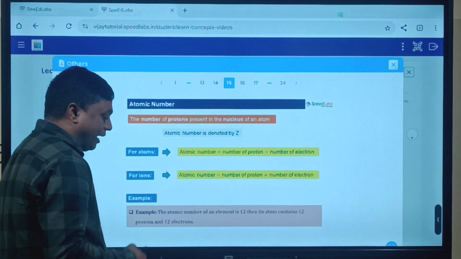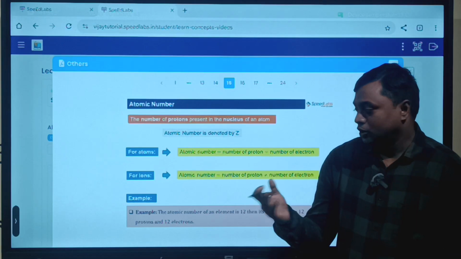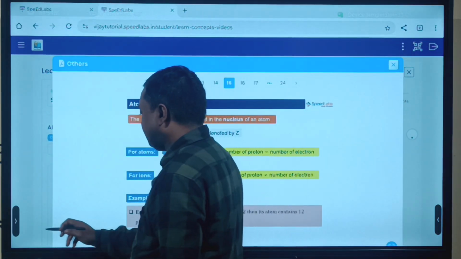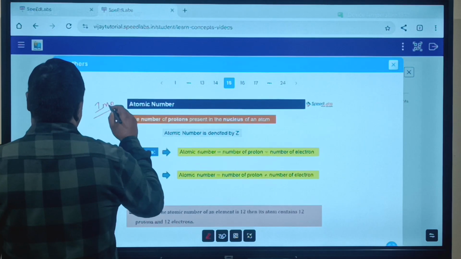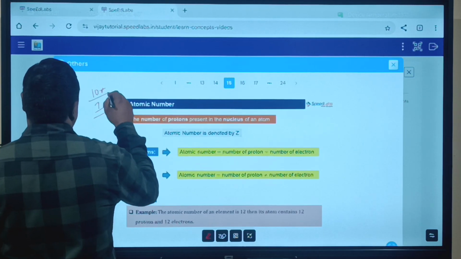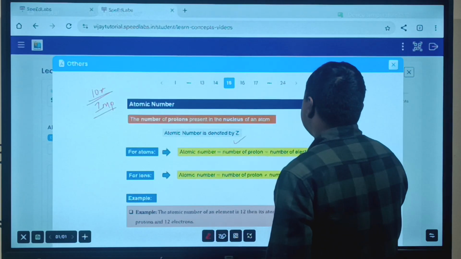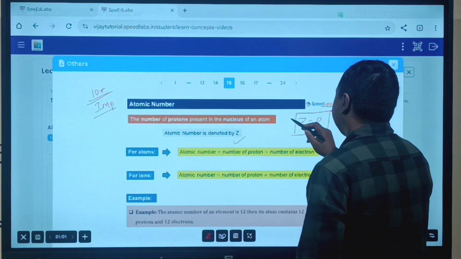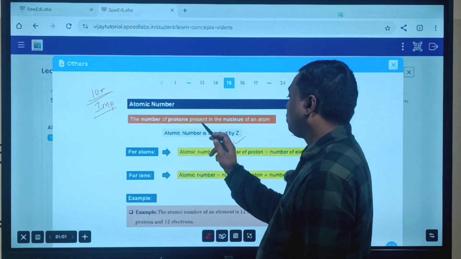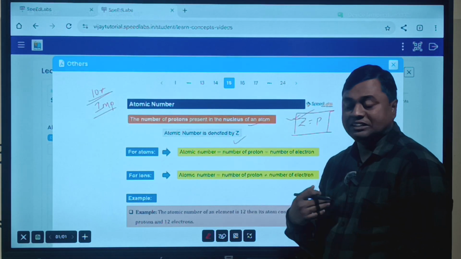You should know what atomic number, mass number, isotopes and isobars are. First, try to understand atomic number, children. It is very important. You can consider this a 10 star question. Atomic number is generally denoted as Z. It is nothing but the number of protons present inside the nucleus of an atom. The number of protons present in the nucleus of an atom is the atomic number. It is denoted by Z.